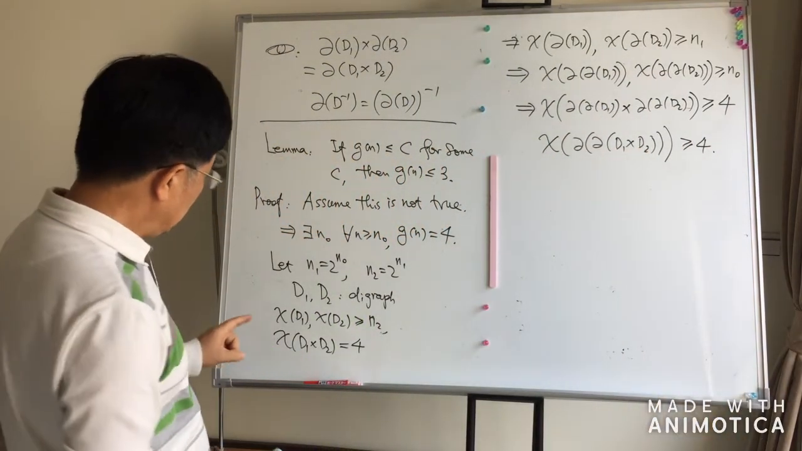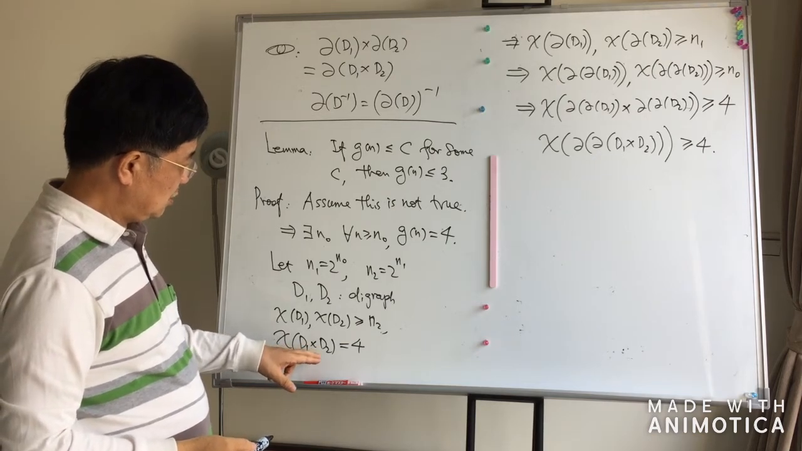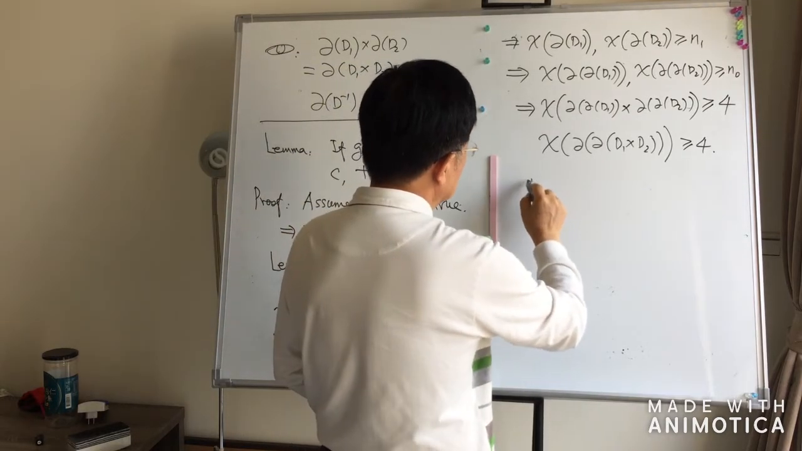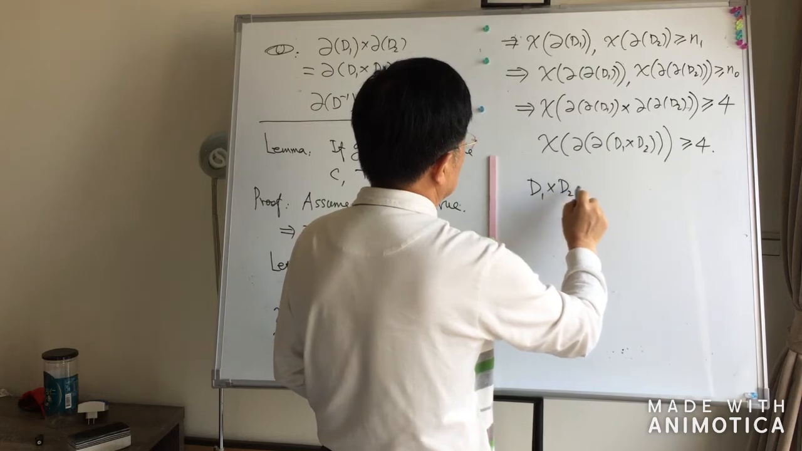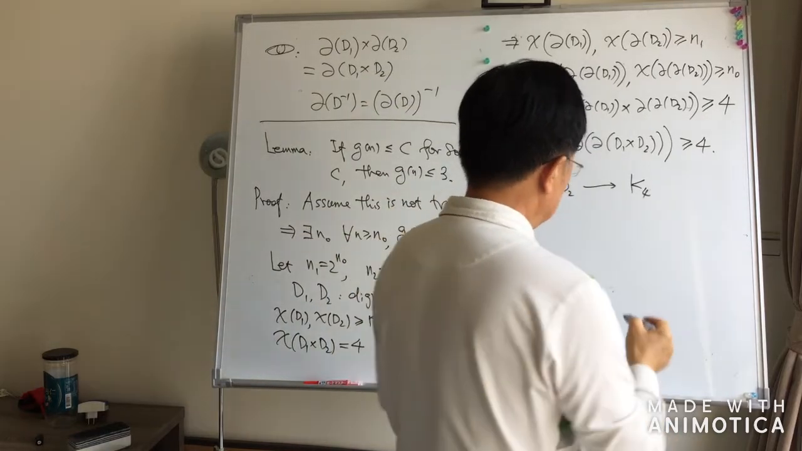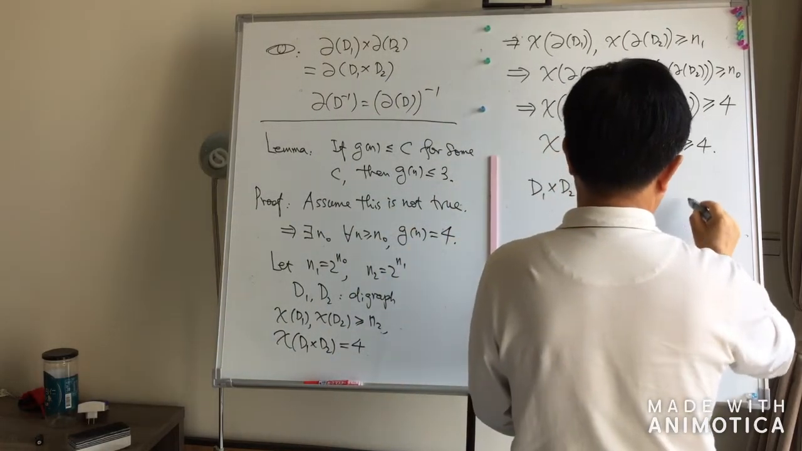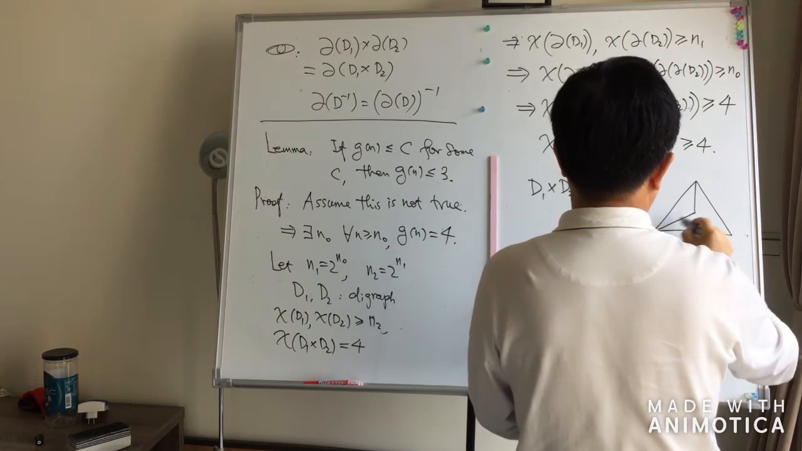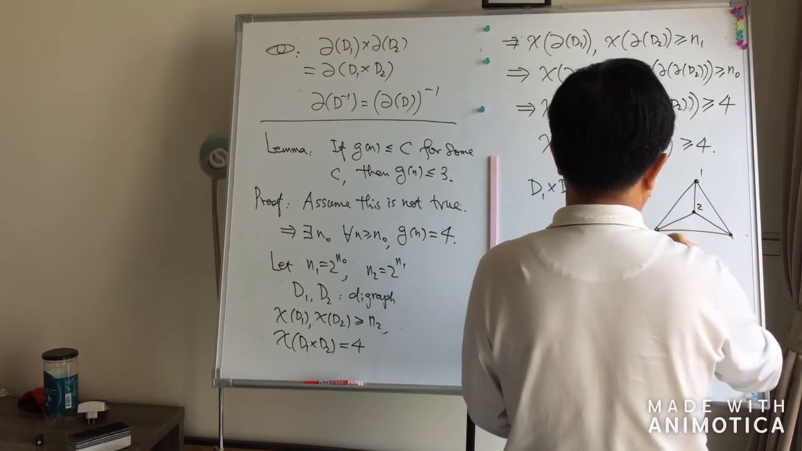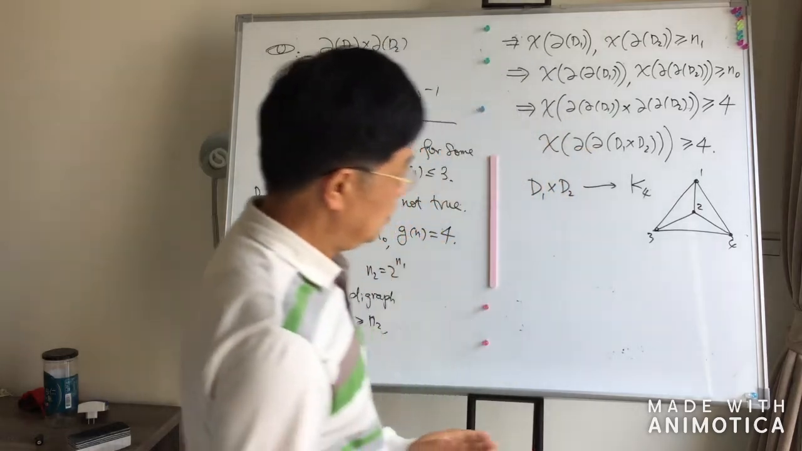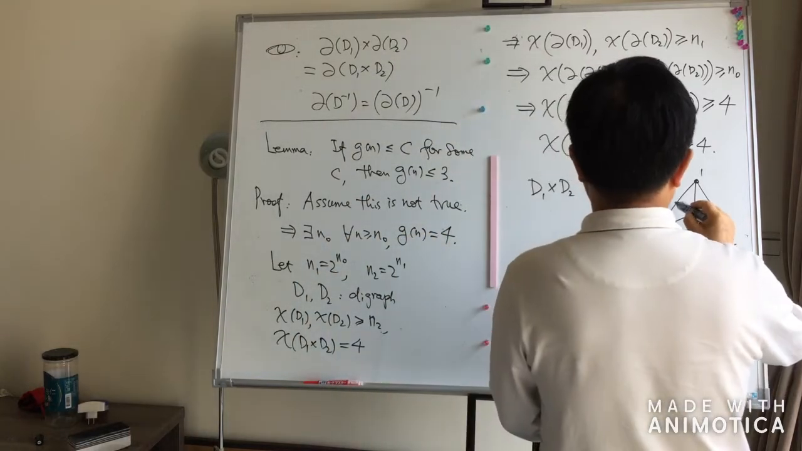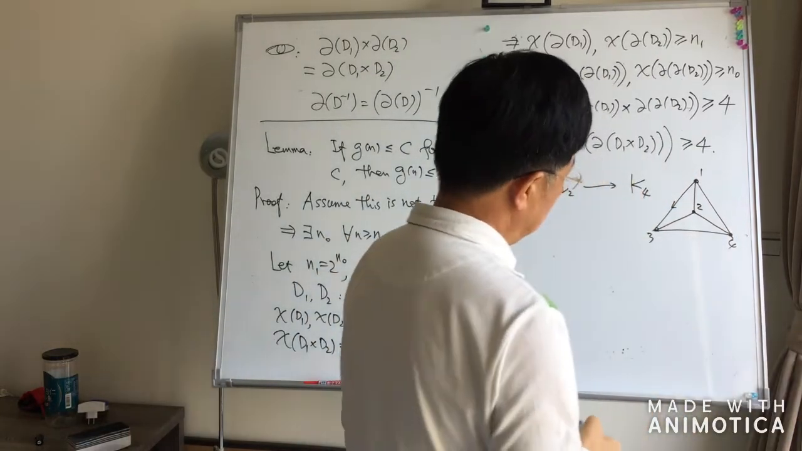But we know D1 and D2 have chromatic number 4. So this actually means D1 times D2 is homomorphic to K4. And by K4 here we mean this diagram. So this is my K4, with vertices 1, 2, 3, 4, and between every pair ij there's an arc from i to j. So this is a diagram. There's an arc going this way, and there's also an arc going that way.